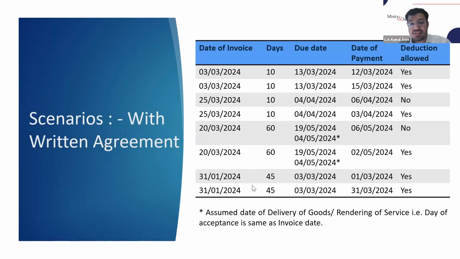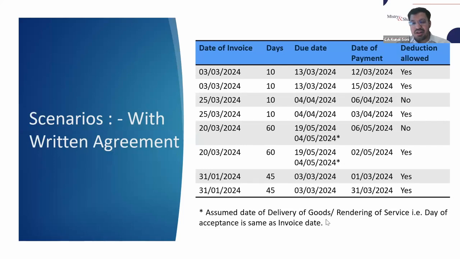Let's say the invoice was on 31st January and payment terms are 45 days, so it should have been paid by 3rd March. We made it on 1st March, before the due date, so it is allowed. In another case, we made it on 31st March. As it is within the financial year, the payment is allowed. Make sure of one thing: any payment made within the financial year, even after the due date, would be allowed as a deduction. The only point to consider is when you are making the payment after completion of the financial year. In that case, you need to check whether it is within the time period specified. If not, that particular expense would be disallowed.